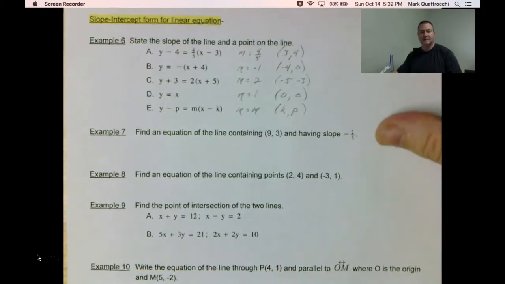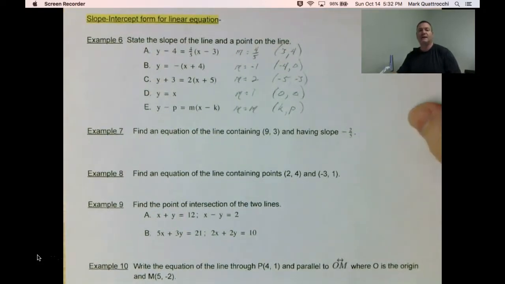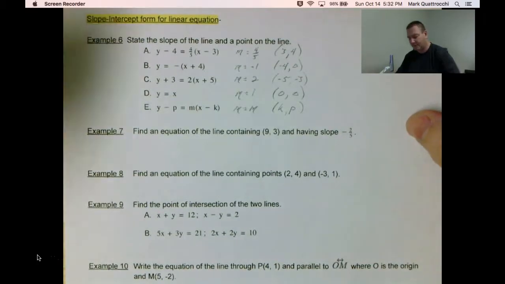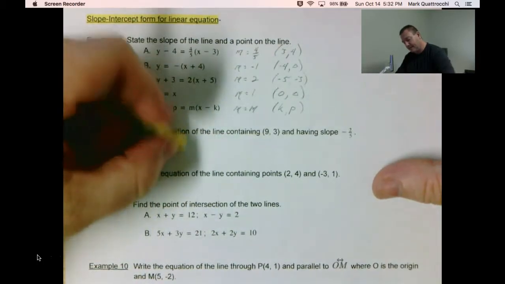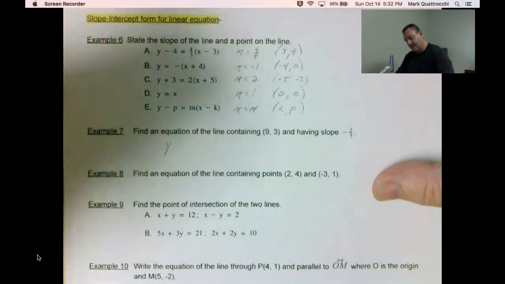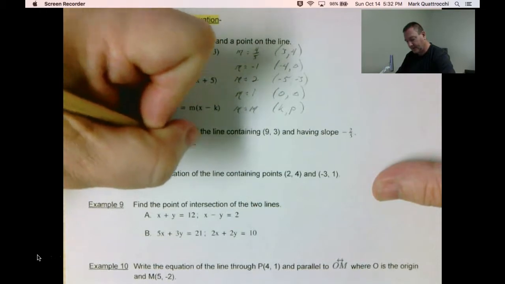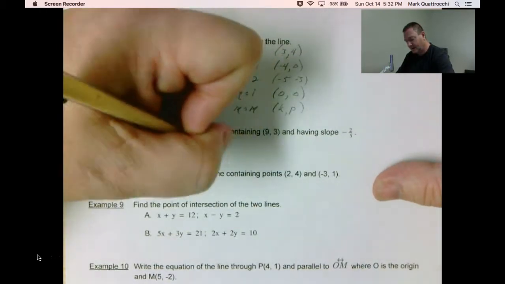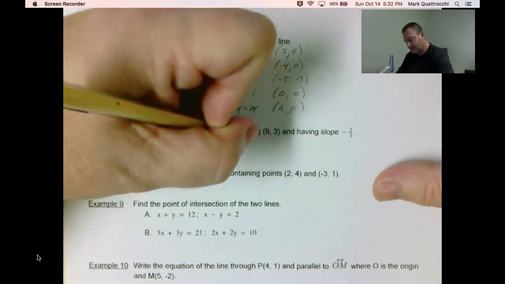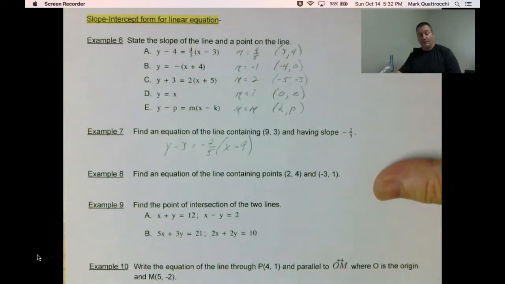That's example 6. Example 7, find an equation of line containing 9, 3 and having a slope of negative 2/5. Y minus 3 equals negative 2/5 times x minus 9. Am I ready to move on to the next problem?